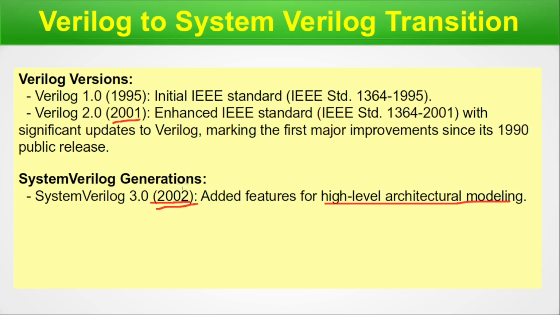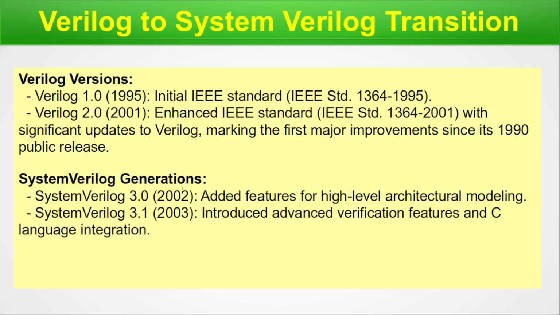That means within its hood, it contains the Verilog. In 2002, SystemVerilog introduced tools to help design circuits at a high level, focusing on overall structure of a system. SystemVerilog 3.1, which was released in 2003, had features like C language integration. It also contains advanced verification features. This means in 2003, SystemVerilog added powerful tools for testing circuits and made it easier to work with C programming language interface, bridging the software and hardware design.